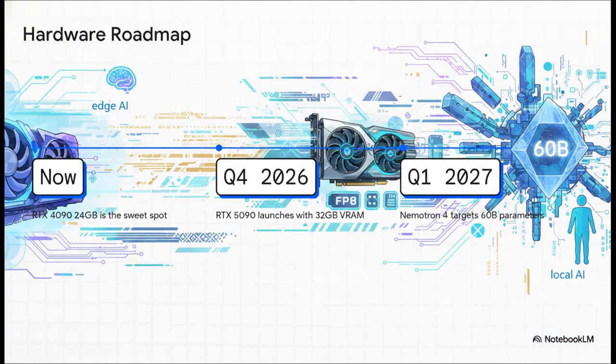Finally, Section 4, the 2027 Hardware Horizon. We all know the hardware landscape for edge AI moves incredibly fast. Right now, yes, the 24GB RTX 4090 is the absolute sweet spot. But by the fourth quarter of 2026, the RTX 5090 is expected to launch, pushing 32GB of VRAM and native FP8 support as the brand new standard. And right on its heels in early 2027, models like Nemotron 4 are expected to double in size to target 60 billion parameters. That is going to completely shift how we approach local AI.